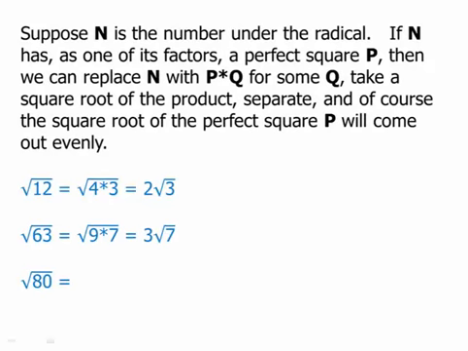And the square root of 80, we mentioned this earlier. 80 is actually divisible by 16. So it's 16 times 5. Take the square root of 16 and we get 4, and this is 4 root 5. So these are examples of simplified square roots.